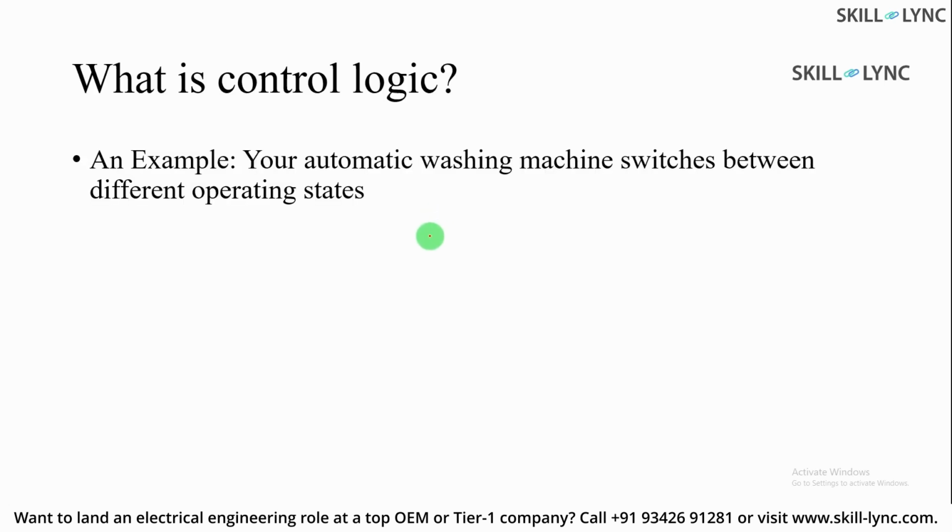So what is a control logic? Let me give you an example. An automatic washing machine is going to switch between different operating states. You must know how an automatic washing machine works. You simply add your clothes, turn on the supply, and select how you want to proceed. Some initial configuration may be required from the user, but afterwards it is considered fully automatic.